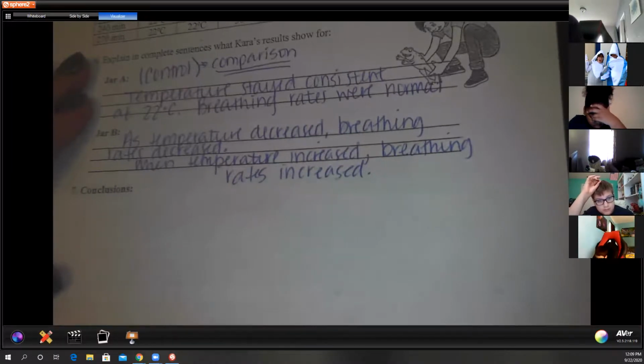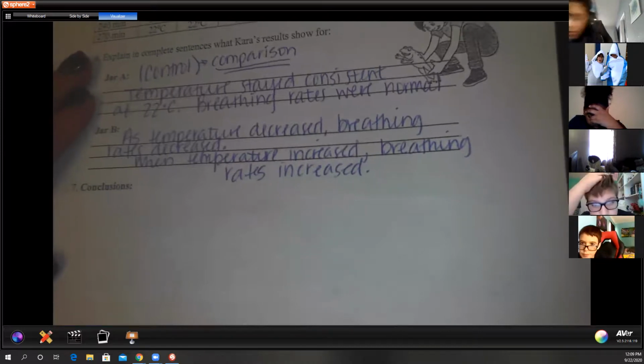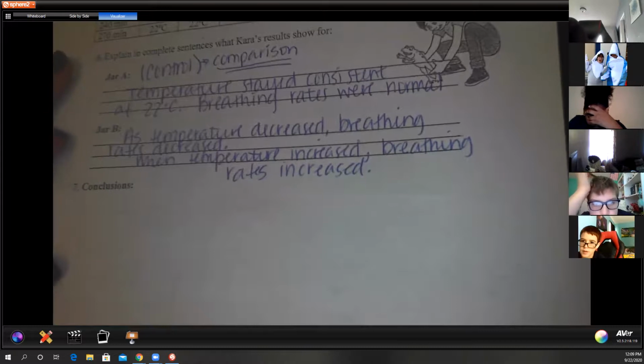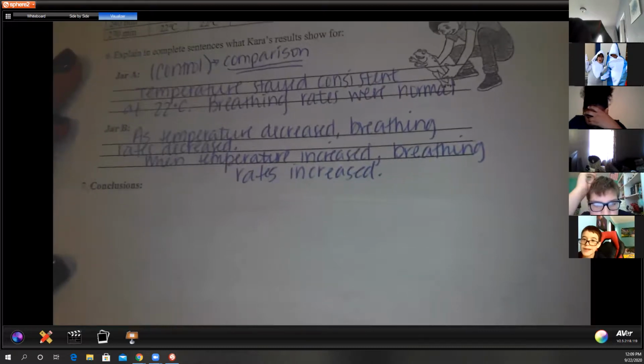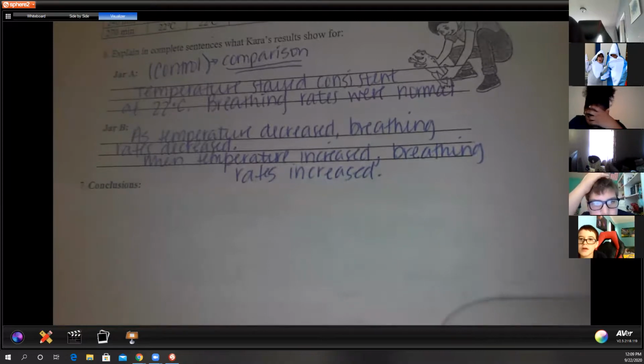We're going to focus on the hibernation part in the conclusion, the next step. So as temperature decreased, breathing rates decreased. When temperature increased, breathing rates increased. If you're at home and you submitted this and something that you submitted wasn't right, you can always resubmit it to me after we've gone over it. Okay?